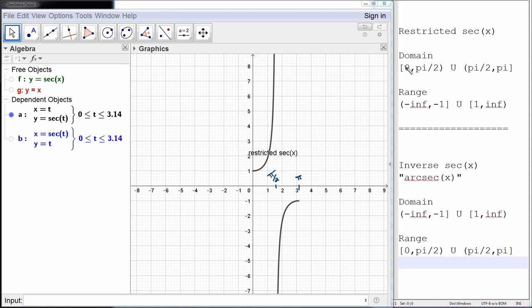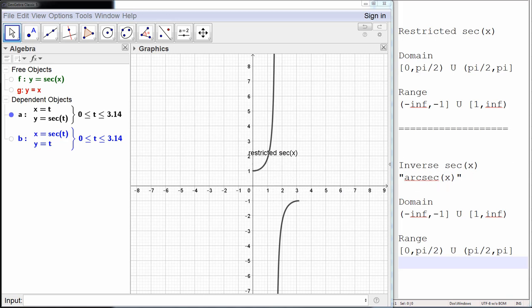So that gives us our domain. The domain of the restricted secant function is we go all the way from 0 to pi over 2, but then we have to skip pi over 2, and then we start again and go from pi over 2 to pi, but we have to skip the pi over 2. That's why we have the round brackets there, but the square brackets on the ends. Great, so that's the restricted secant function right there.